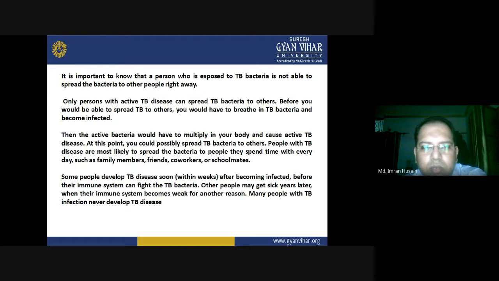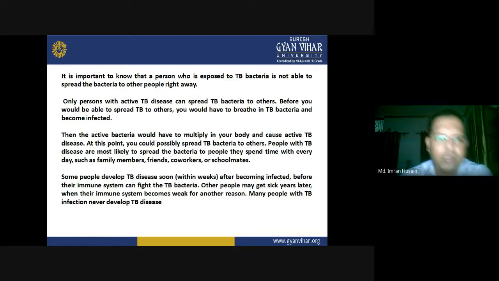Only persons with active TB disease can spread bacteria to others. Before you would be able to spread TB to others, you would have to breathe in TB bacteria to become infected. Then the active bacteria would have to multiply in your body and cause active TB disease. At this point, you could possibly spread TB bacteria to others.